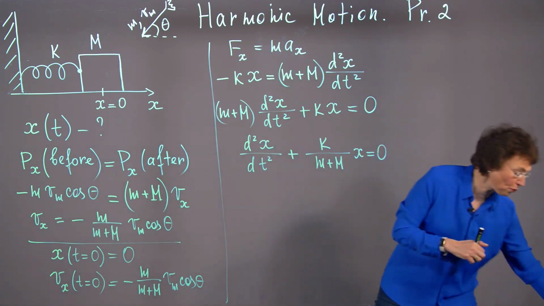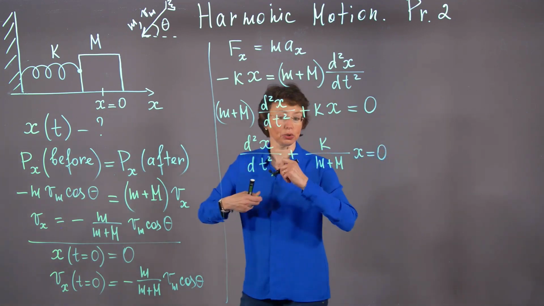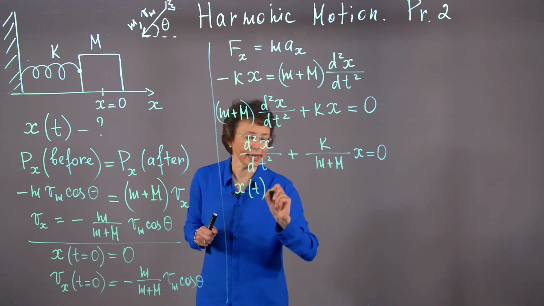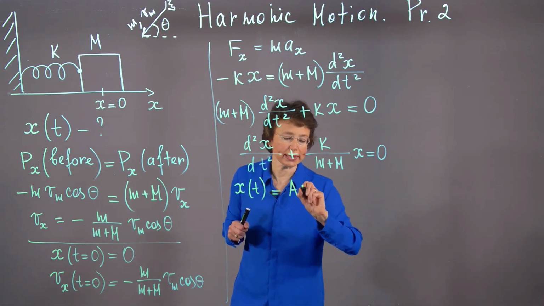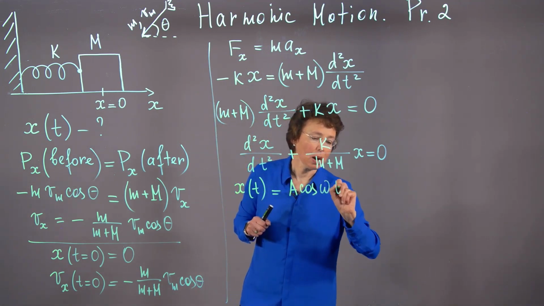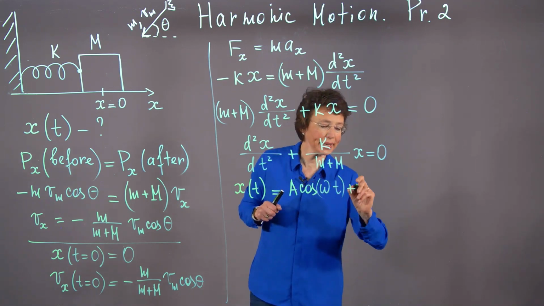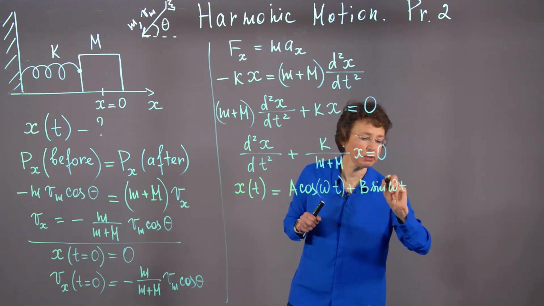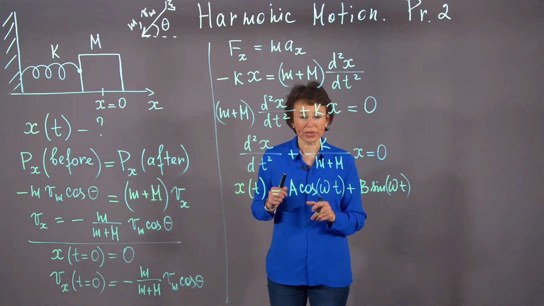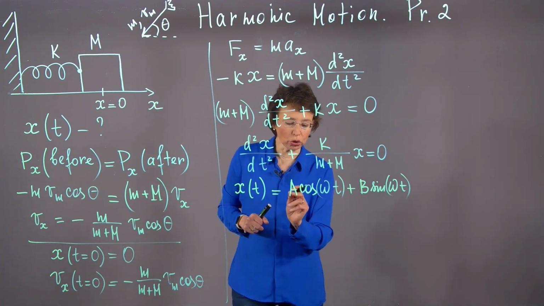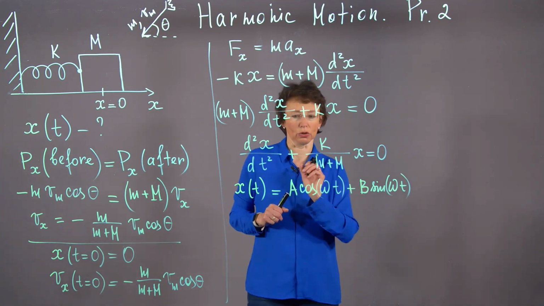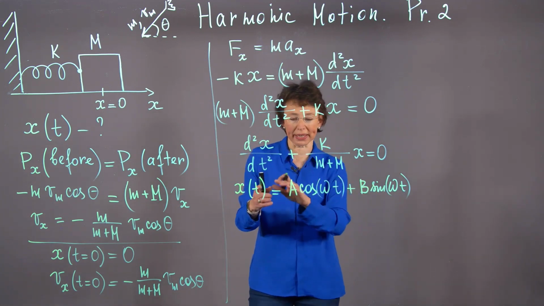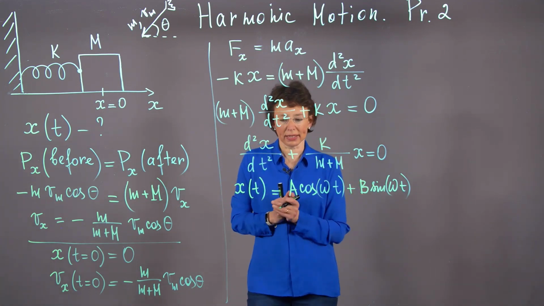Now we need to solve this equation. And we know what to do. We guess the solution as a cosine omega t plus b sine omega t, similar to what we did in the previous problem. We will find the unknown constants a and b from the initial conditions, and we will find omega by bringing our guess back into the equation.